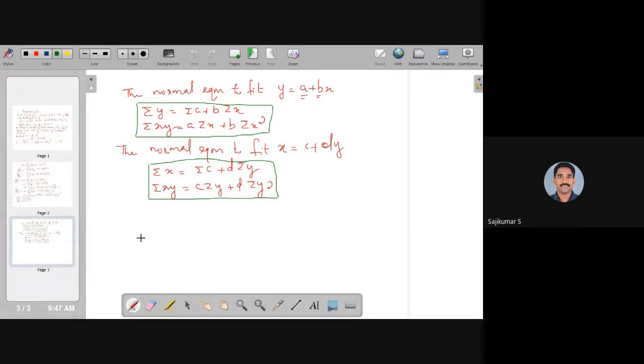For example, suppose we are fitting data of the form y is equal to x. The coordinates are 1,1, 2,2, 3,3, 4,4, 5,5.